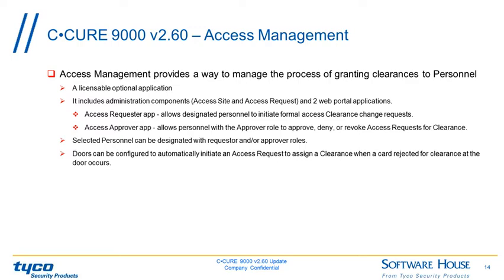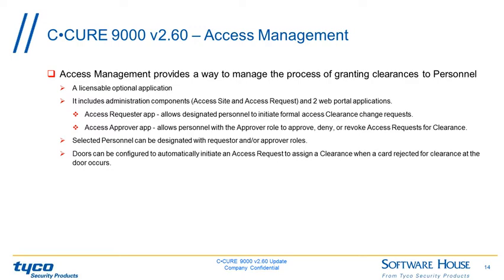So it's a licensable option, and it includes administrative components, two new objects, the access site and the access request. It also includes two web portal applications. There's an access requester app that allows designated personnel to initiate a formal process for obtaining clearances. And there's an access approver, which allows people who have this approver role to approve, deny, or revoke requests for clearances.